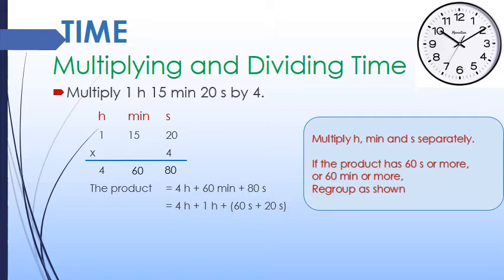Now children, 4 hour plus 1 hour is equal to 5 hour, and 60 seconds is equal to 1 minute plus 20 seconds. So the final product is 5 hour 1 minute 20 seconds. Clear?